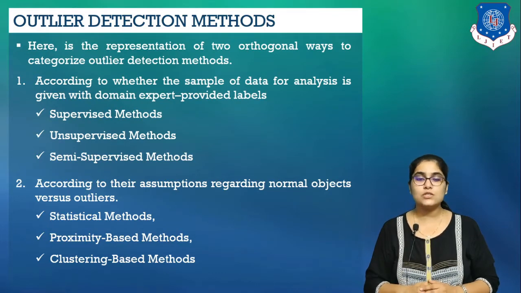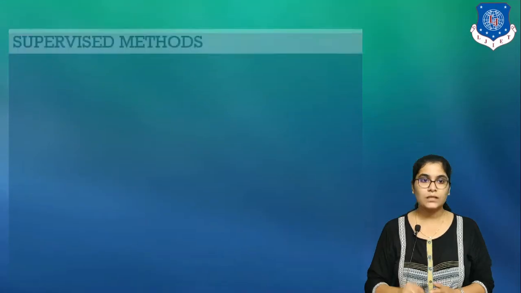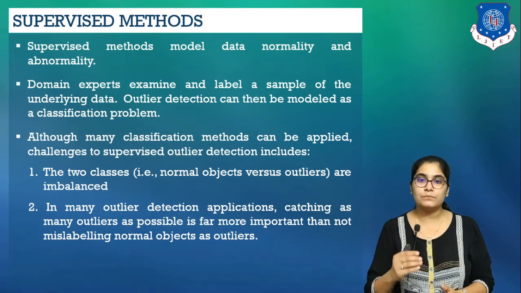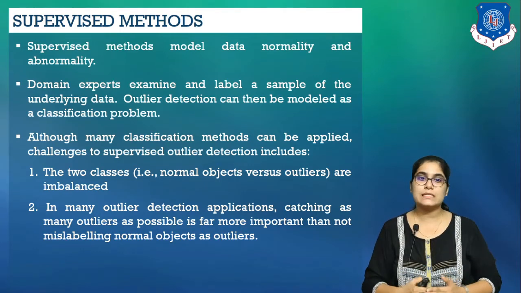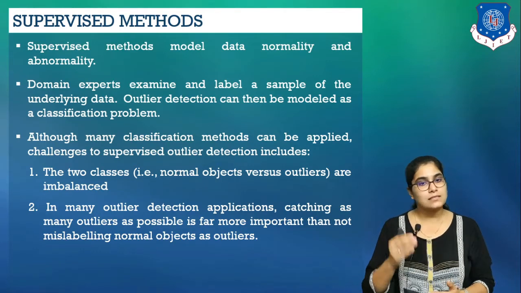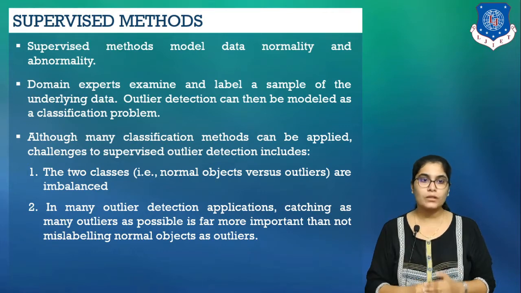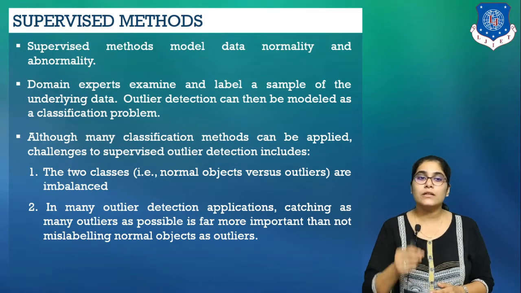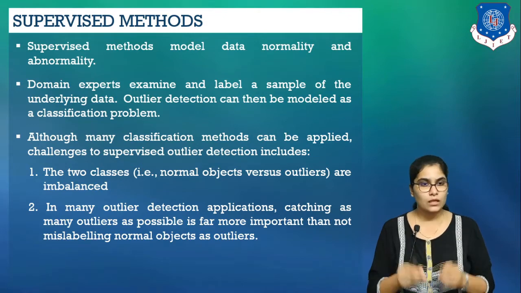So let's understand supervised methods. Supervised methods model data as normal and abnormal. Domain experts examine and label a sample of the underlying data. Outlier detection can then be modeled as a classification problem. Now the task is to learn a classifier that can recognize outliers. The sample is used for training and testing.